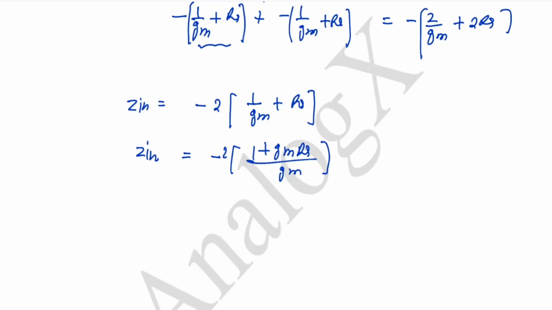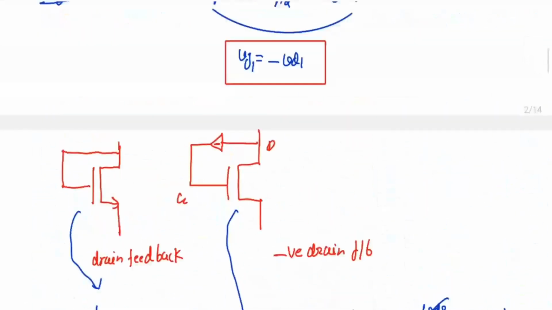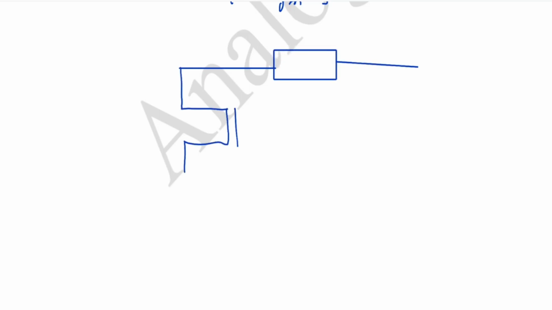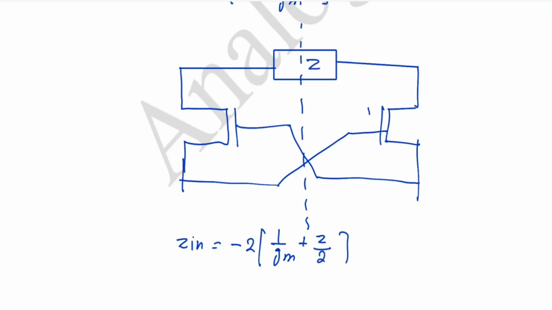Now suppose there is a capacitance. You will get some more circuit like this. Suppose I am assuming some more example. How will you apply a half circuit here? You just do Zin equal to minus 2 times 1 by gm. Suppose this is Z, so that will be Z by 2.